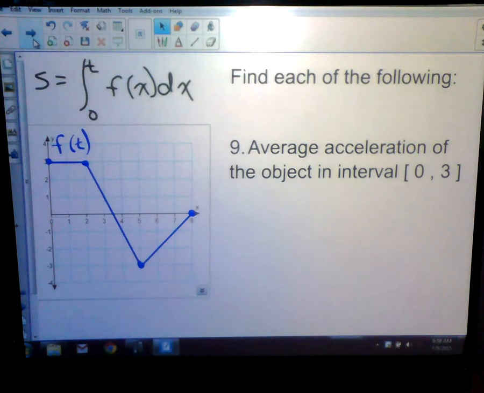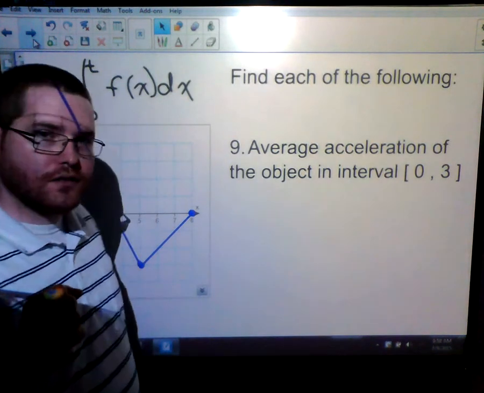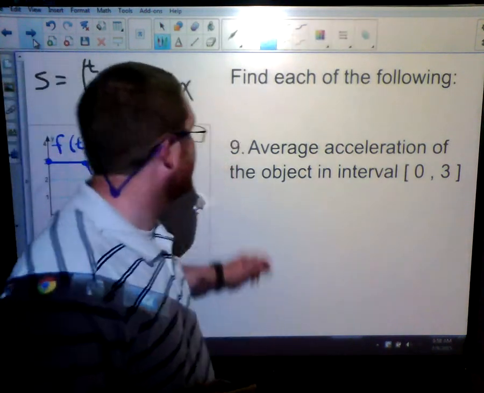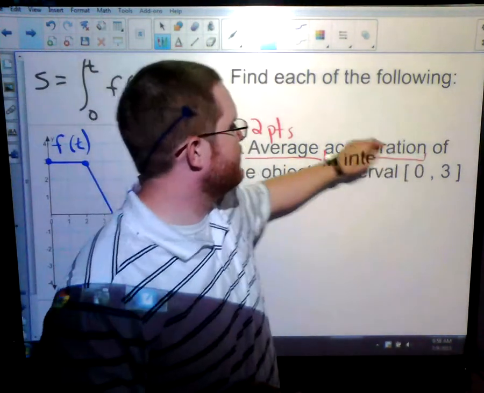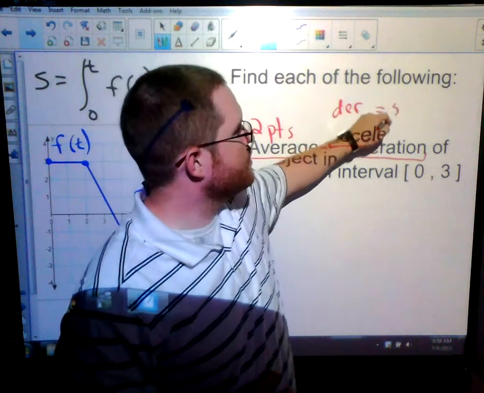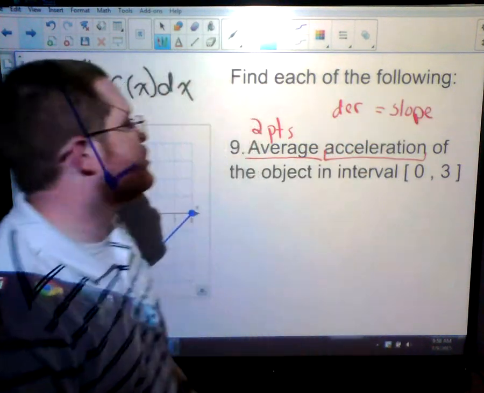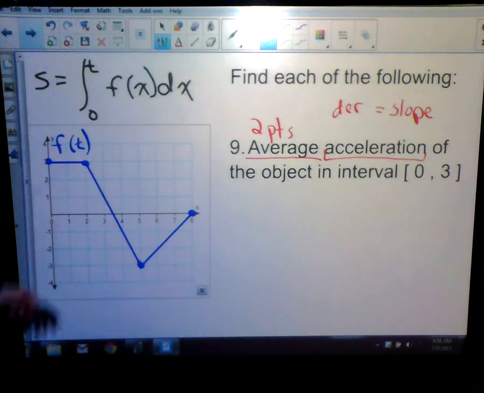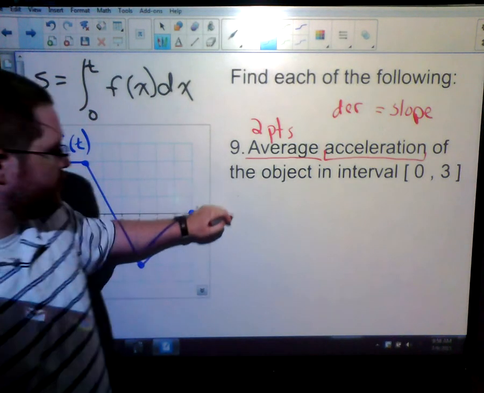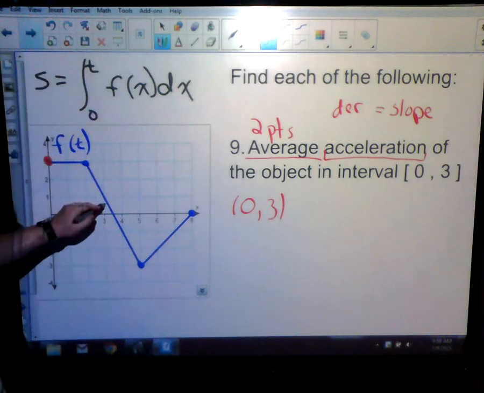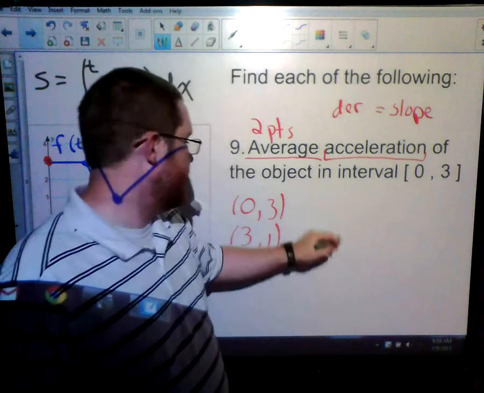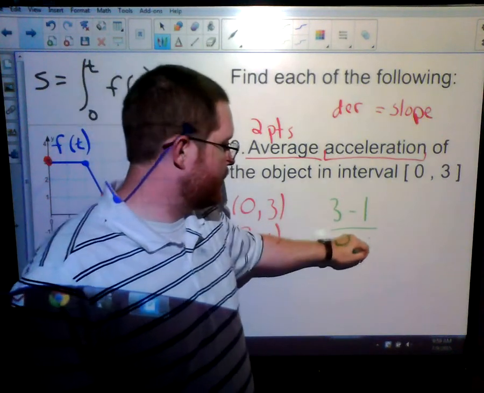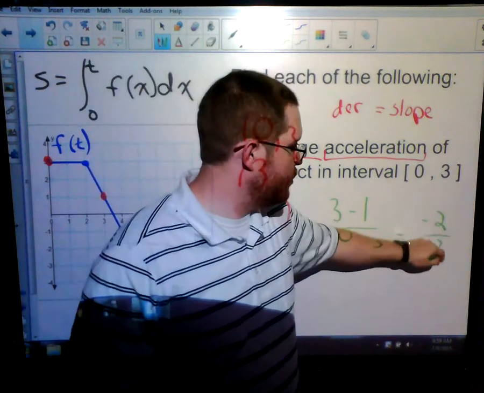What is the average acceleration between 0 and 3? This is a question from the second chapter. Average acceleration. Average means 2 points. Acceleration is the derivative of the velocity, which is the slope. So I want to know the slope between the 2 points 0 and 3. Well, my 2 points are (0, 3) and (3, 1). So the slope between those two points would be (3 minus 1) over (0 minus 3), which is -2/3.